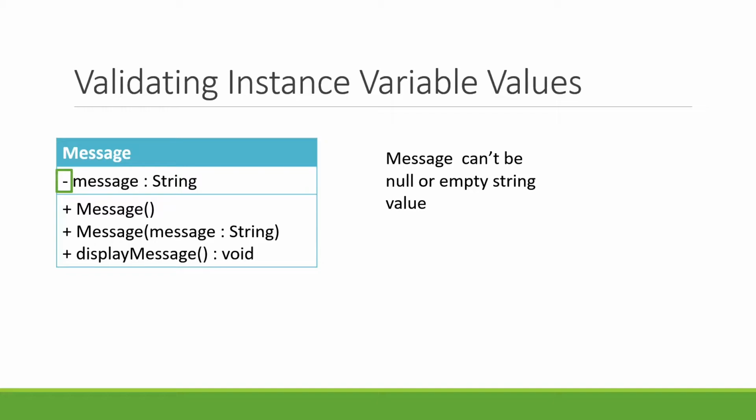Public means they can be accessed by any class outside of the MyMessage class, and we don't want that. Instead, we're going to change this to the private modifier. In UML, we show the private modifier using a minus sign instead of a plus sign. An instance variable with the private modifier is only accessible inside the class in which it's defined. So this means our message variable is now only accessible inside MyMessage and nowhere else.